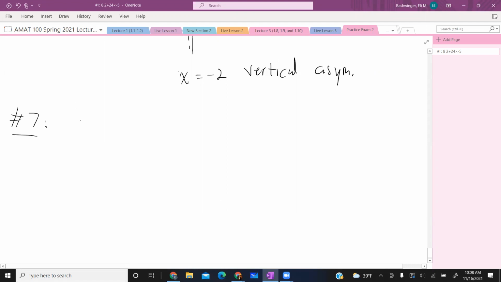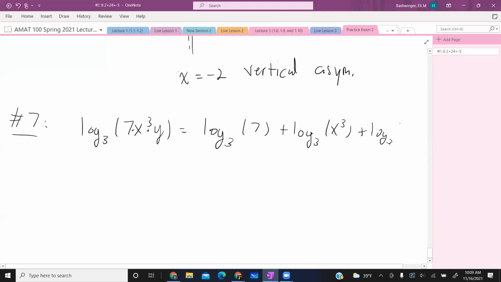So for number 7, we want to use the laws of logarithms to expand the following expression and then simplify it if possible. So we have log base 3 of 7x cubed times y. So first we need to expand. We need to use that multiplication to sum property. So we have 7 times x to the 3rd times y. So we can split it up as log base 3 of 7 plus log base 3 of x cubed plus log base 3 of y. This piece can't simplify any further, so we'll just write that down here.